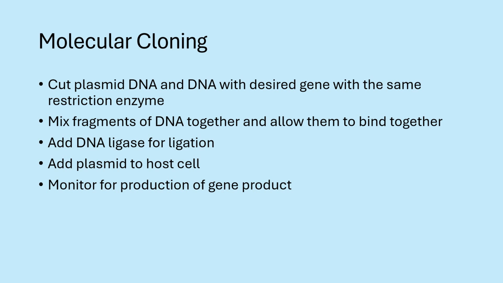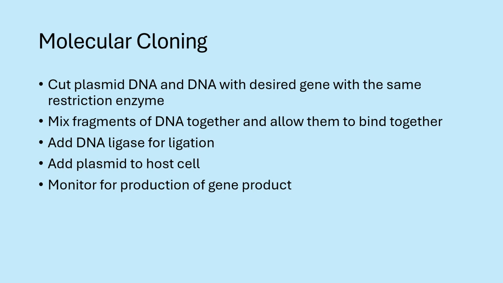With molecular cloning, you're usually going to take plasmid DNA, cut that, and then you're going to cut the DNA that has the desired gene in it. Like I said, you use the same restriction enzyme. Once you have cut them, you usually put them in a flask or a beaker together, and you mix them. You allow them to bind together. Then you're going to add DNA ligase. Remember, you saw this with DNA replication. This is kind of that DNA superglue, if you will. It will connect the fragments together. So now you have a plasmid with the extra piece of DNA in it.